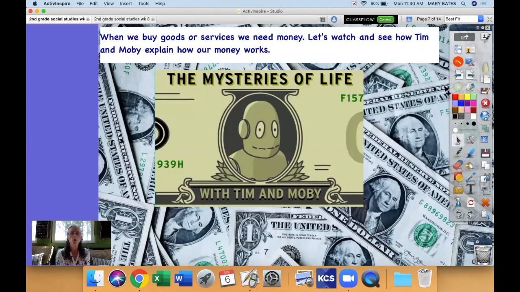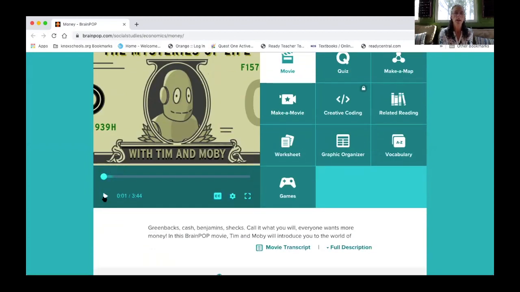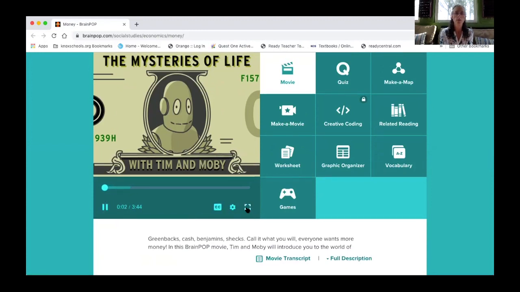We're going to watch a short movie from Tim and Moby on Brain Pop. So let me change our screen here. And we're going to watch our movie from Tim and Moby on how our money works.